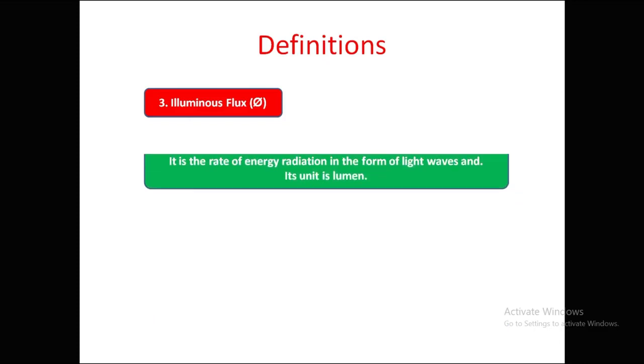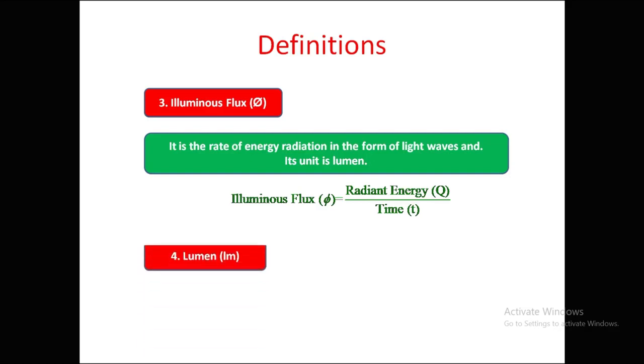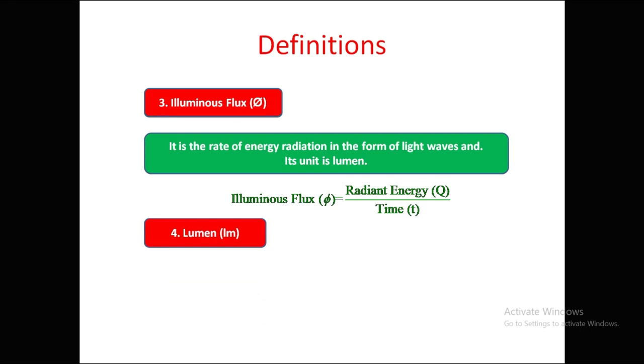Next, the next definition is luminous flux. So it is the rate of energy radiated in the form of light waves, and its unit is lumen. Luminous flux phi is equal to radiant energy Q divided by time T. So this is the main formula. Just remember this. And the next one is lumen, LM. Lumen is the unit for luminous flux.